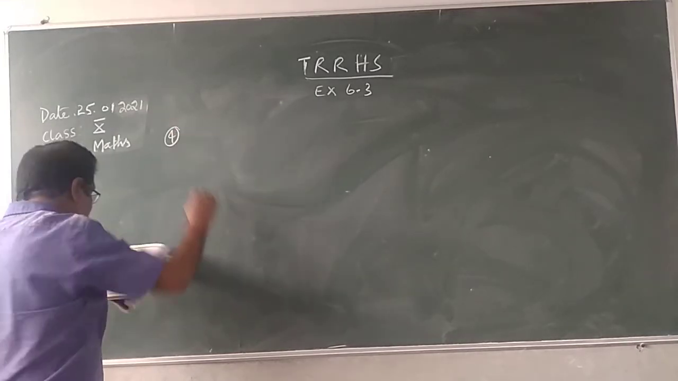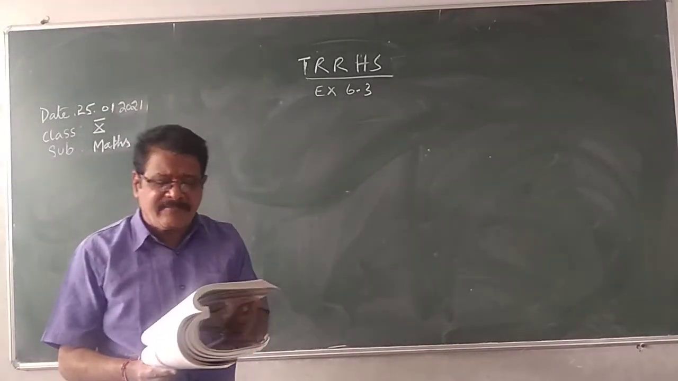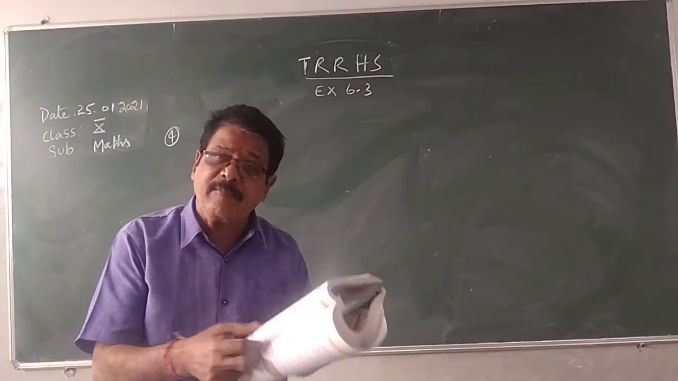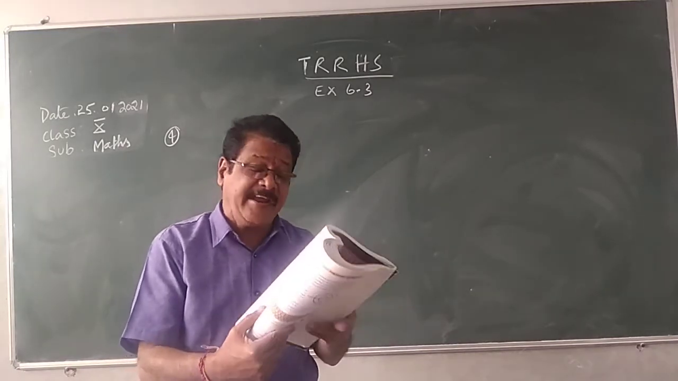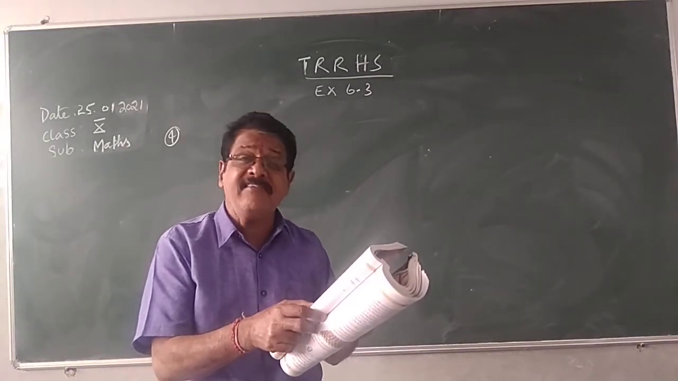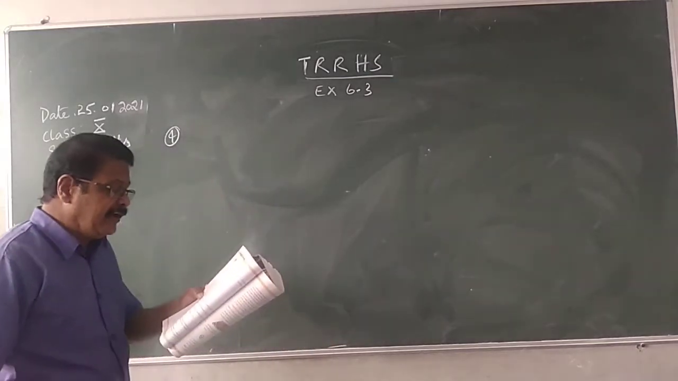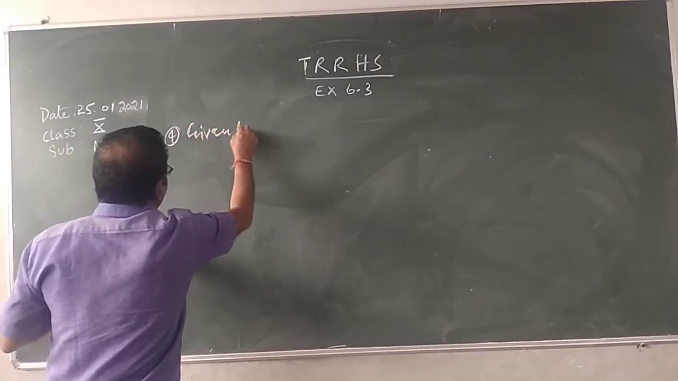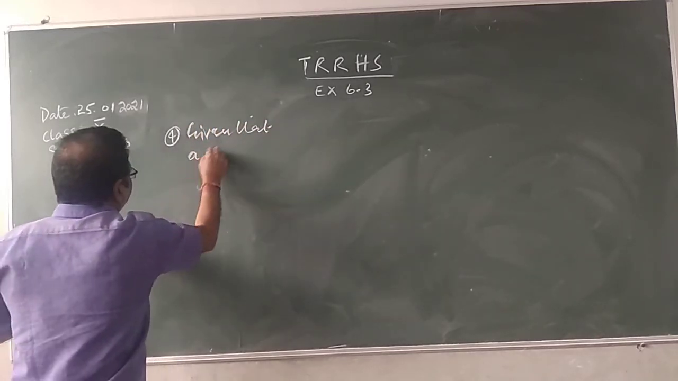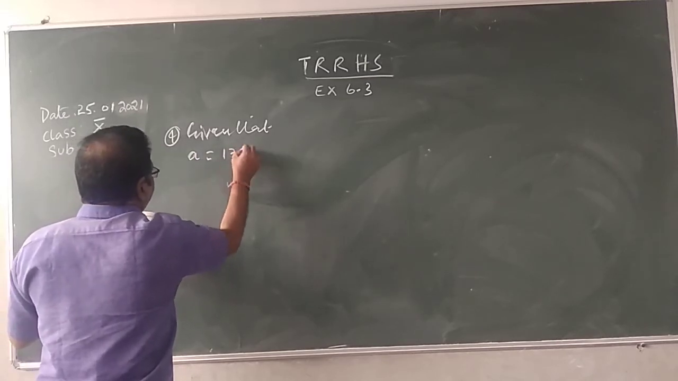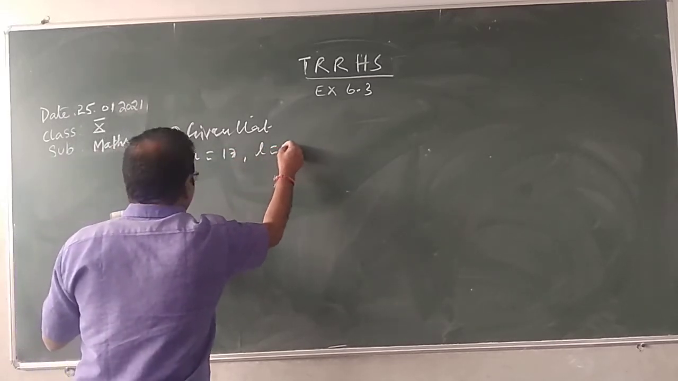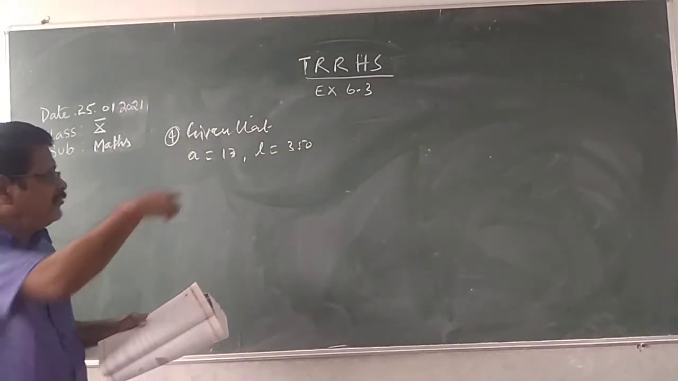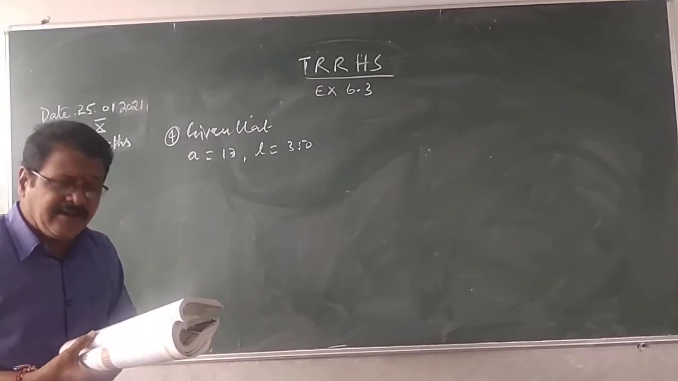Fourth problem. The first and last terms of an AP are 17 and 350 respectively. If the common difference is 9, how many terms are there and what is their sum? Here, what is given? The first term A is equal to 17, and the last term L is equal to 350.